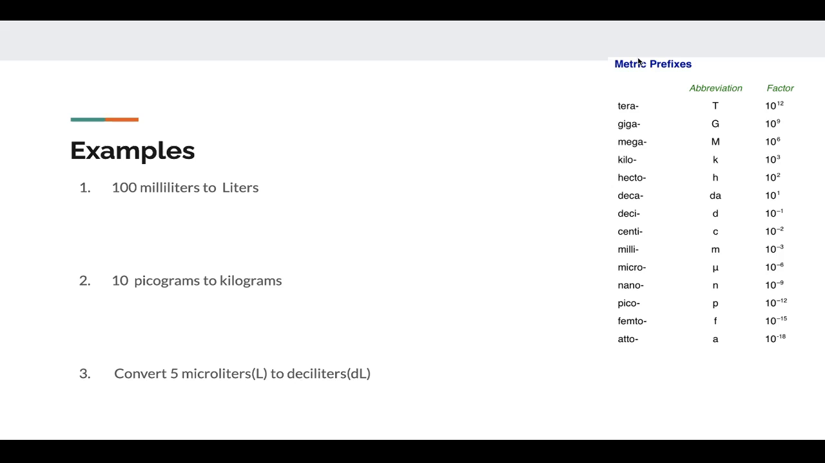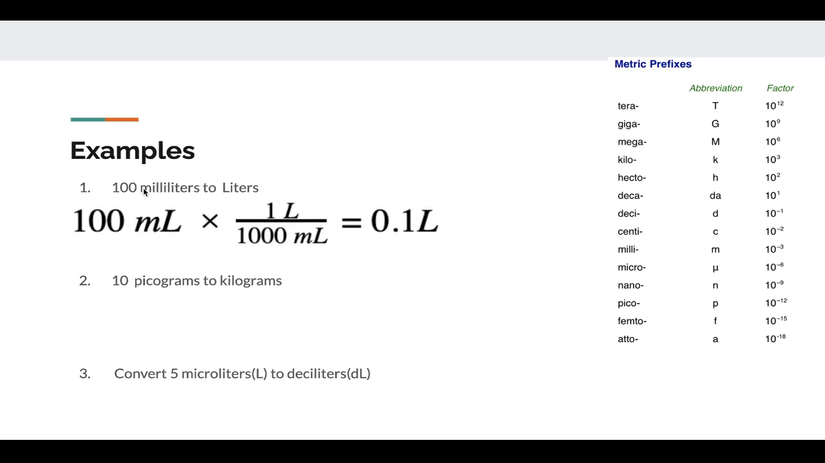So we're going to use a reference chart on the right here, and we're going to start off by using what's given to us. So we're given 100 milliliters, and what do we want? We want liters. So we're going to write 100 milliliters, and to cancel out the milliliters, we're going to put milliliters on the bottom, and then we're going to put liters on top because that's what we want as the outcome. Liters is what we want in the end result.